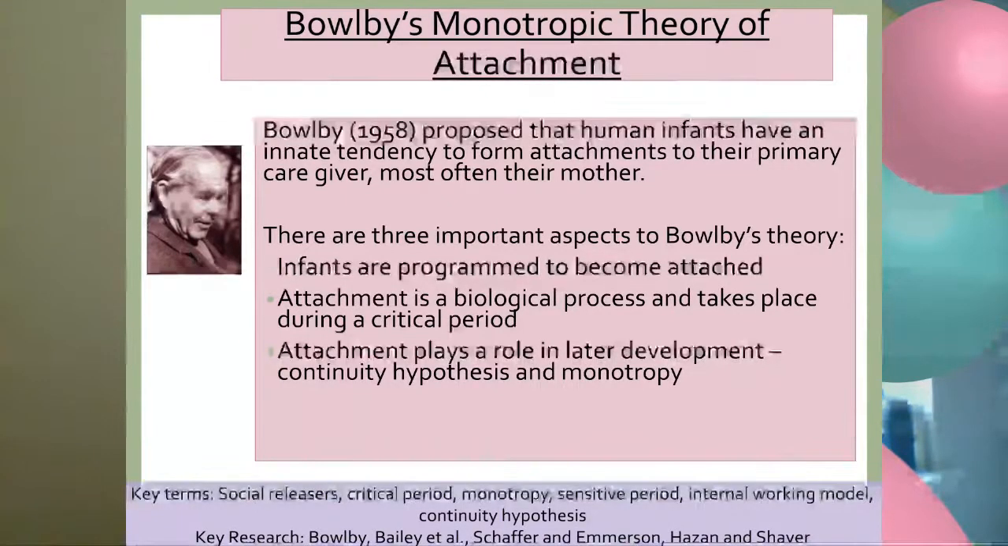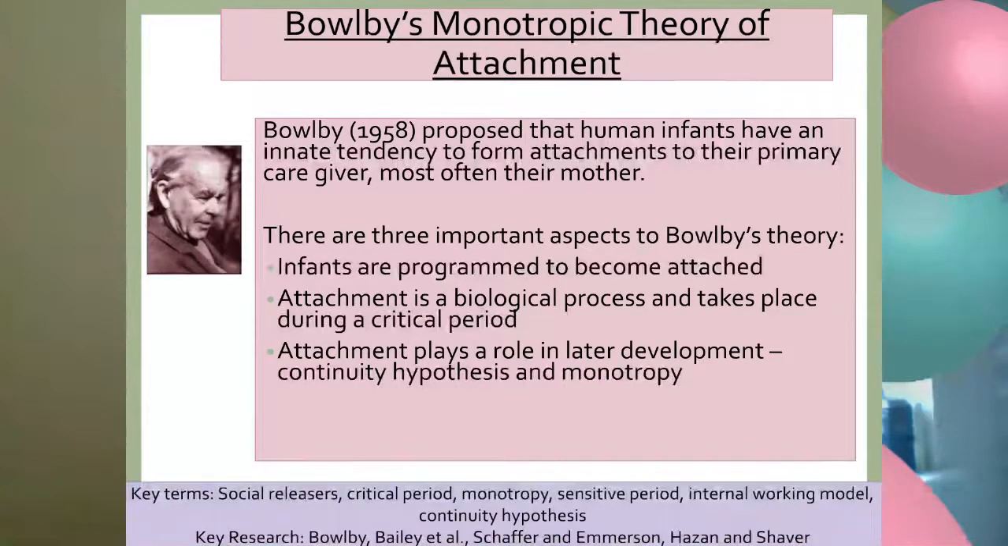There are 3 important aspects to his theory. So infants are programmed to become attached, so this is the idea that it's innate and it's biological. It takes place during a critical period, so we'll discuss that in a bit. So there's a specific period of time where an infant forms this attachment, and they must form this attachment, and if they don't, it can have an effect on their development.